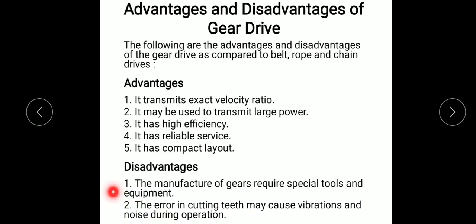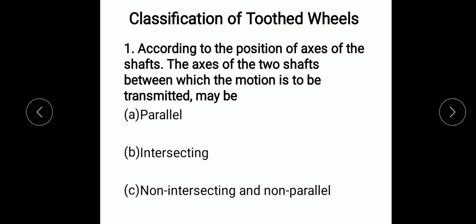But these have two main disadvantages. Mainly, the manufacture of gears requires special tools and equipment. We know that the gear teeth are made by milling machine and lathe. These two are very important for producing gear teeth. And if there is any error in cutting teeth, it may cause vibration and noise during the operation. These are the main disadvantages, and this noise and errors may cause damage to the teeth while continuously using. That's also an issue for gear drive.